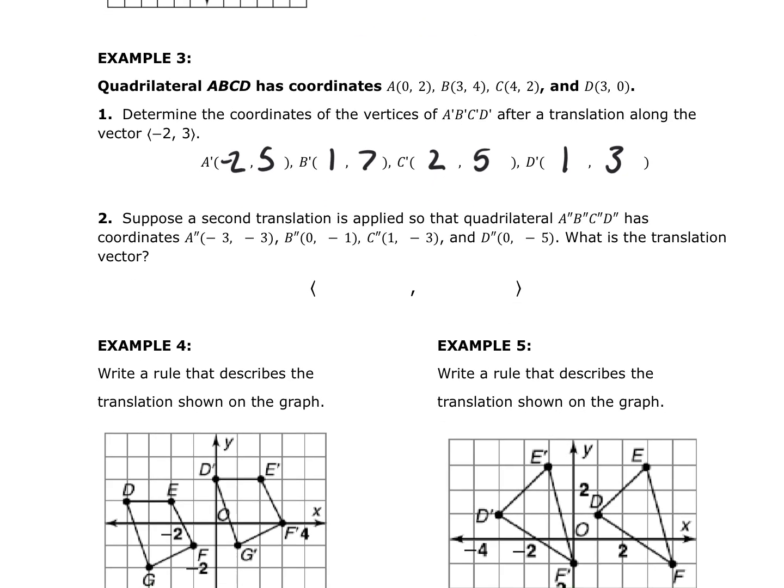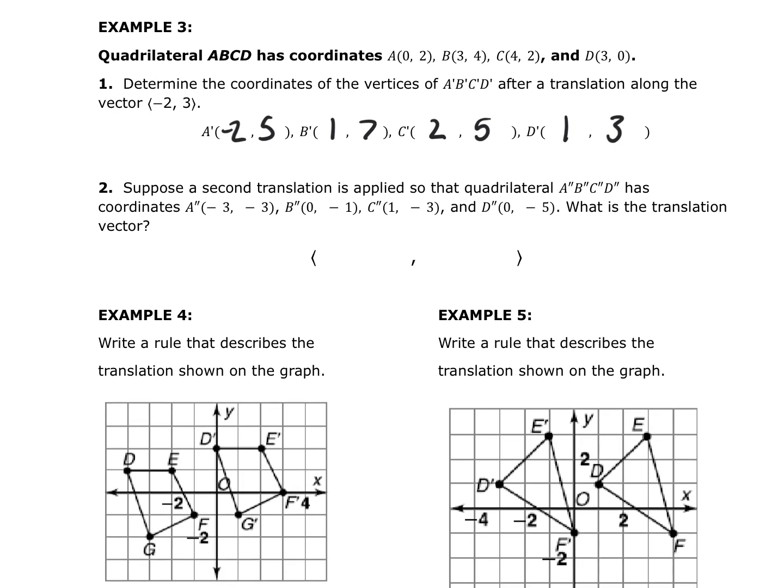All right, so suppose a second translation is applied so that quadrilateral A double prime, B double prime, C double prime, D double prime has coordinates at A double prime is -3, -3, B double prime is at 0, -1, C double prime is at 1, -3, and D double prime is at 0, -5. What is the translation vector?